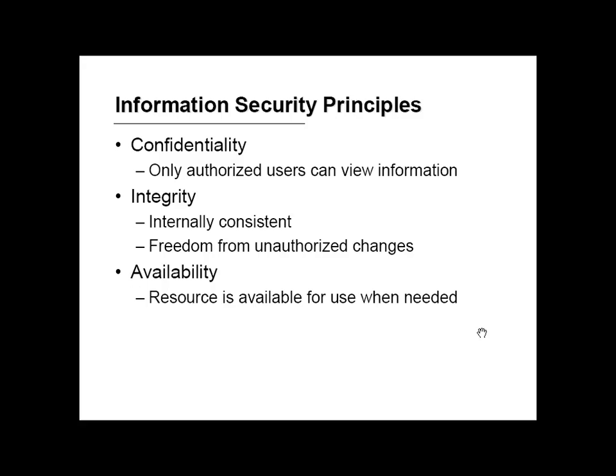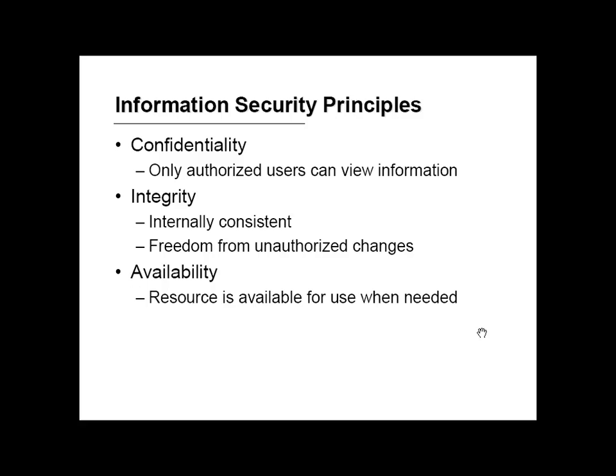Then we have integrity, and there are a couple of different types or definitions of integrity. One is that it's internally consistent. That is, if this information shows up in one place, it should be the same in all other places. Another definition is that information should be free from unauthorized changes. So, for example, if somebody gains access to certain information, let's say at a bank again, and they're able to add money into their account, this would be an example of an unauthorized change. And so we want controls on that so that the information remains internally consistent and accurate as it should be.